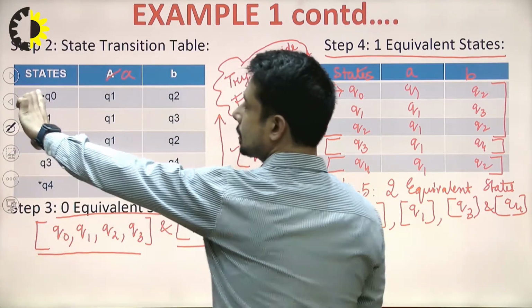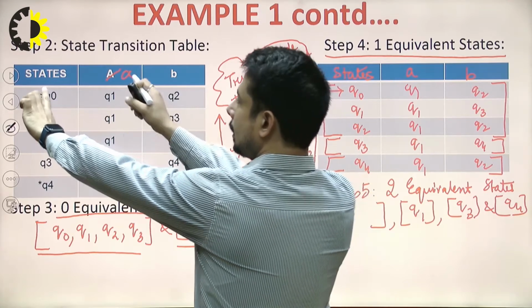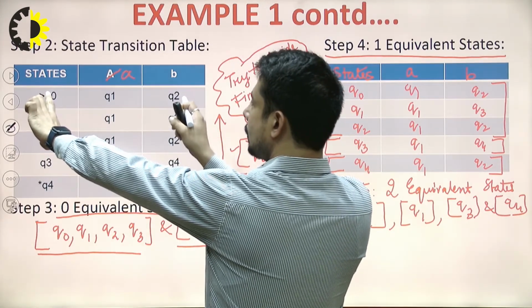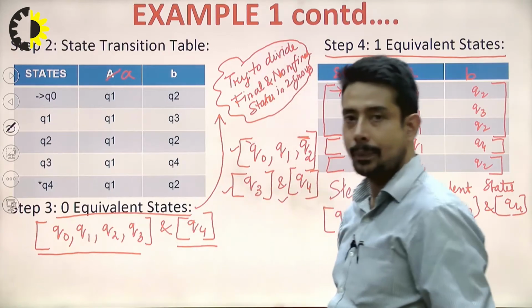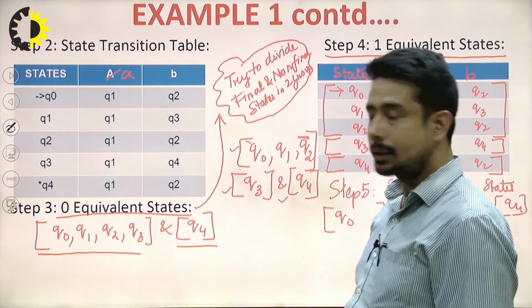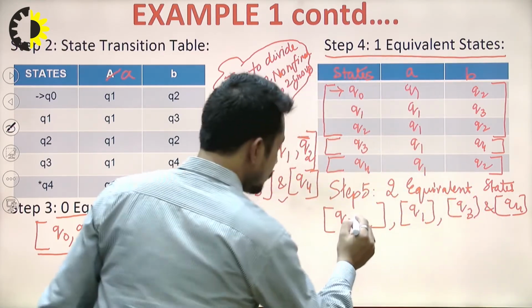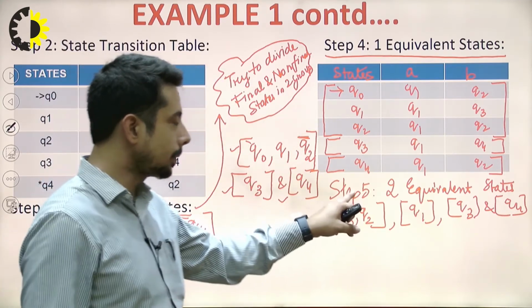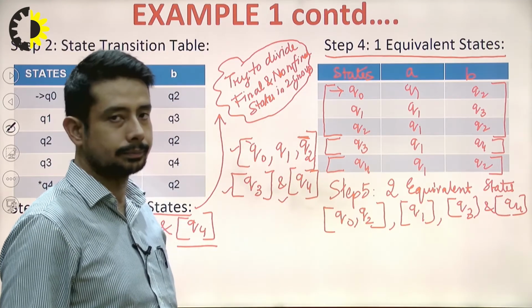Q2 and Q0, on seeing input alphabet A, are going to the same state. Perfect. On seeing input alphabet B, it is going to Q2, that is the same state. Correct? So, any one of the criteria is satisfied. Therefore, this Q0 will make a pair with Q2. Therefore, finally in step number 5, I got these states.